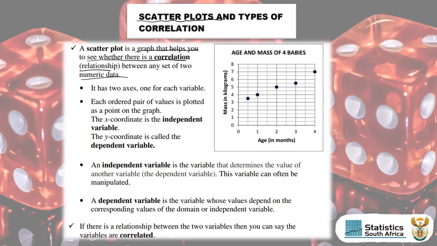So what does our scatter plot consist of? It has two axes, one for each variable. Obviously, we know in this example here, we have the age on the x-axis, and we have the mass in kilograms on the y-axis. So you can see we have two sets of variables there. Also, each ordered pair of values is plotted as a point on a graph.